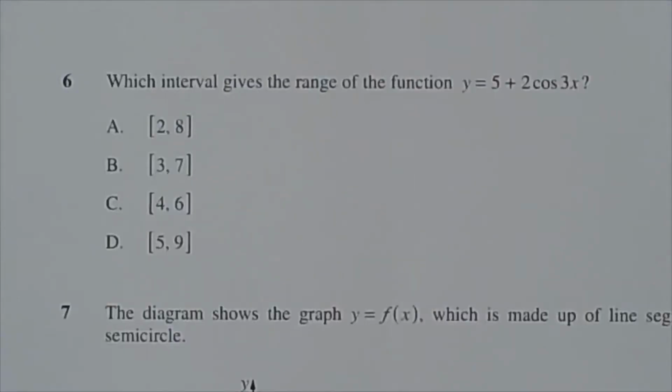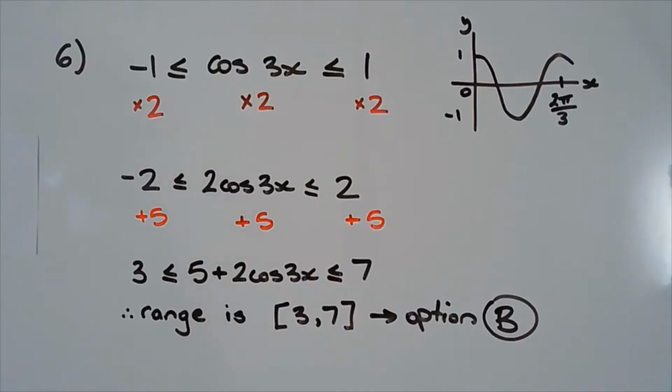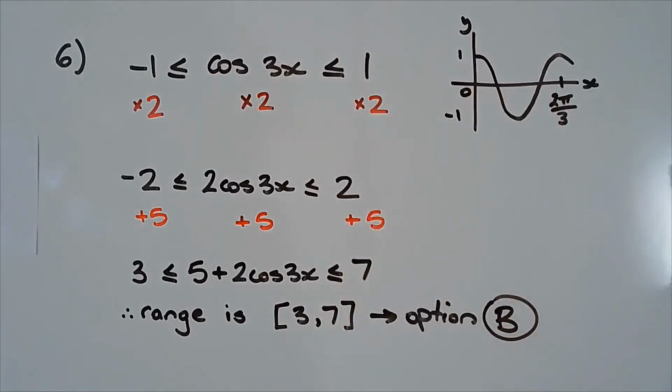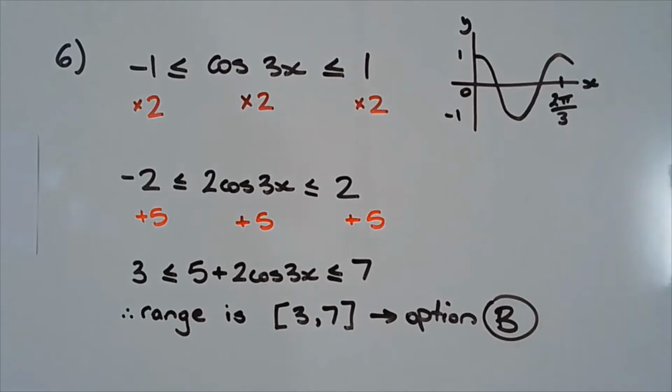Question 6. Which interval gives the range of the function y equals 5 plus 2 cos 3x? Consider the function y equals cos 3x. The 3x compresses the curve horizontally by a factor of 3, but it has no effect on the range. The range of cos 3x is still from -1 to 1.